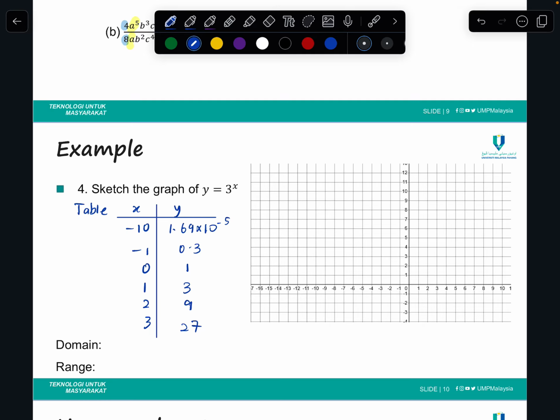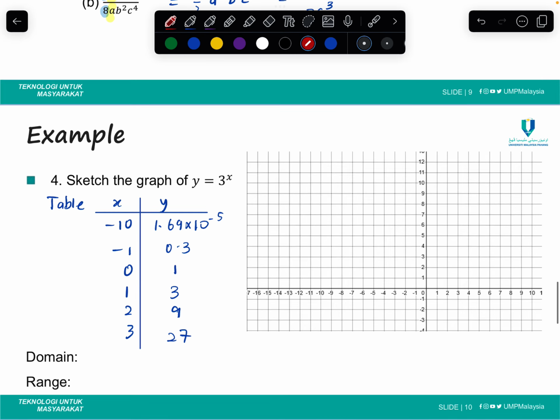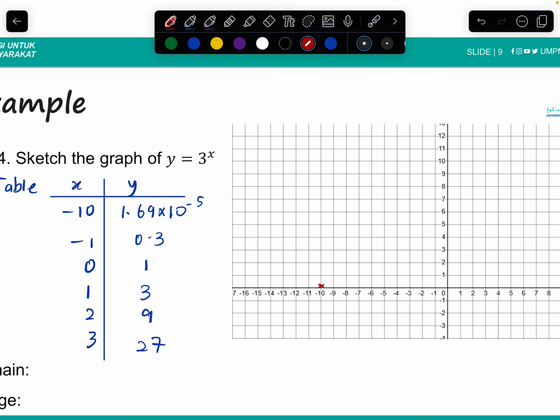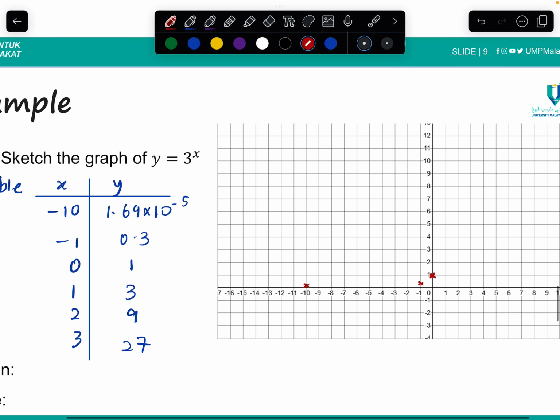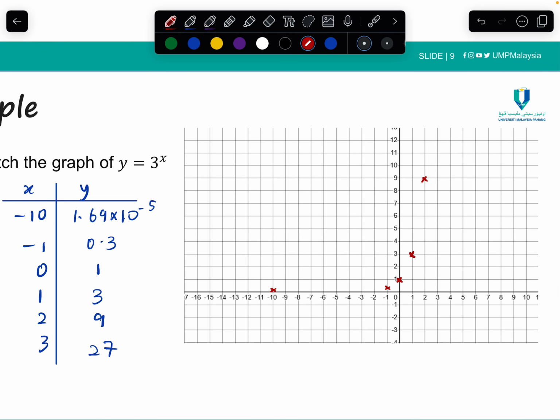After we fill in the table with some values, you need to plot. Okay, so at negative 10, you get the small number 10 to the power of minus 5. It's very small, close to 0. So on the plotting here, you can plot close to 0. Minus 1 is 0.3. 0 is 1. 1 is 3. 2 maps to 9. 3 to 27. 27 is not on the screen here.